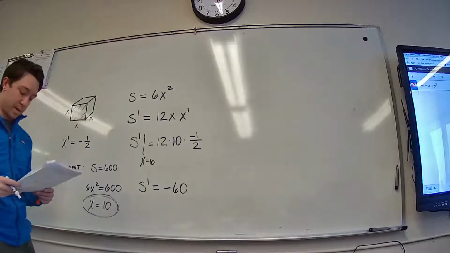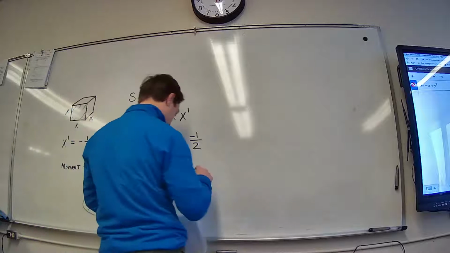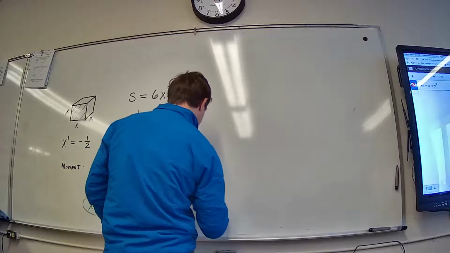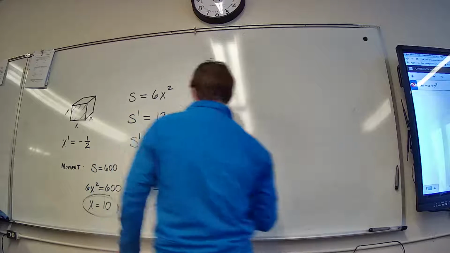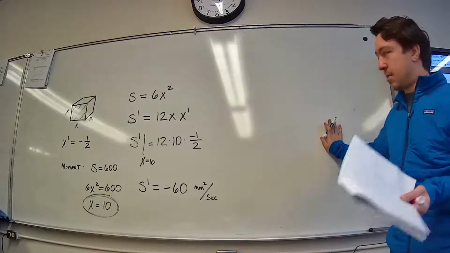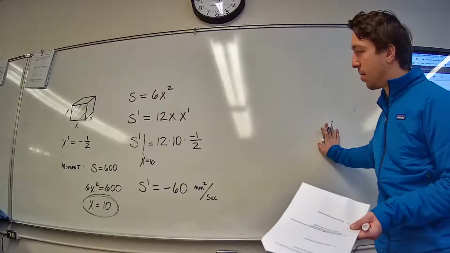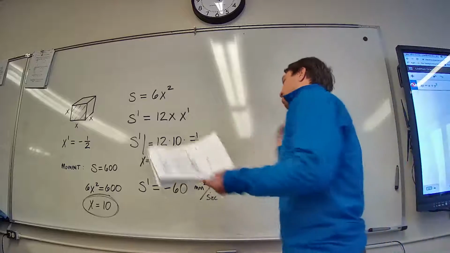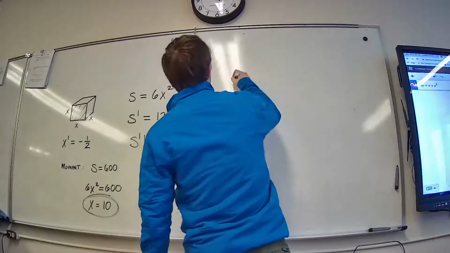What kind of units are we dealing with here? Square millimeters per second. So of course that's part B, the surface area part. But we kind of had to do that first because how else would we have known what x is?